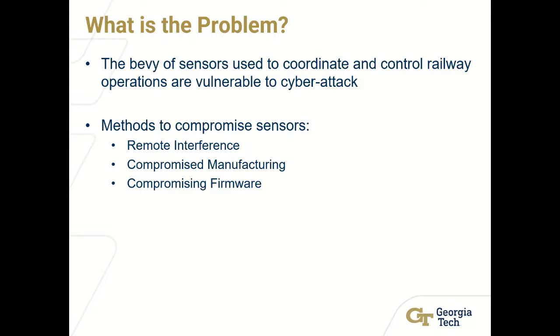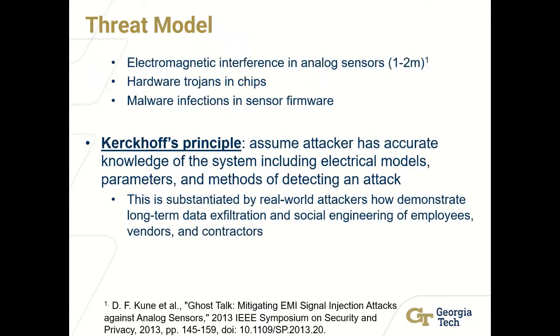Methods to compromise these sensors include remote interference, compromised manufacturing, as well as compromises in the firmware. As alluded to in the previous slide, this threat model includes electromagnetic, remote interference, and analog systems. It can act at a distance of 1 to 2 meters. Additionally, by Kirchhoff's principle, it's worth assuming that the attacker has accurate knowledge of the system, including relevant models, parameters, and methods of detecting an attack.